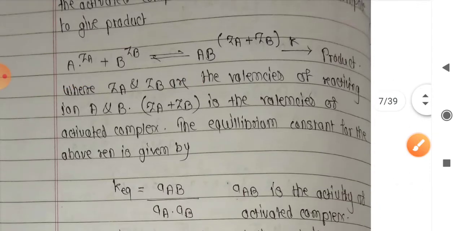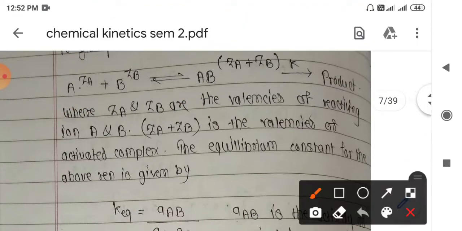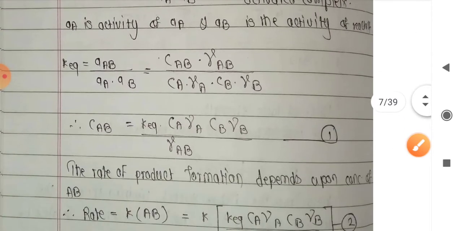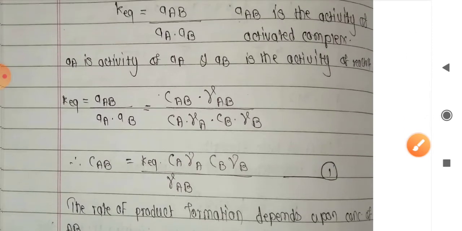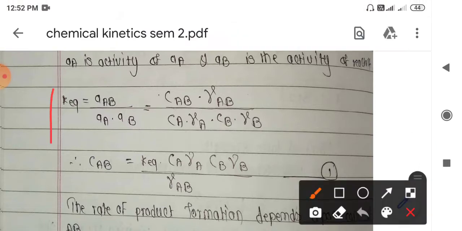So this is the equilibrium constant. The equilibrium constant can also be written as a ratio of the rate constants of the forward and backward reactions. Suppose this is the forward reaction rate constant and this is the backward reaction rate constant. So in terms of these we can also write down the equilibrium constant.